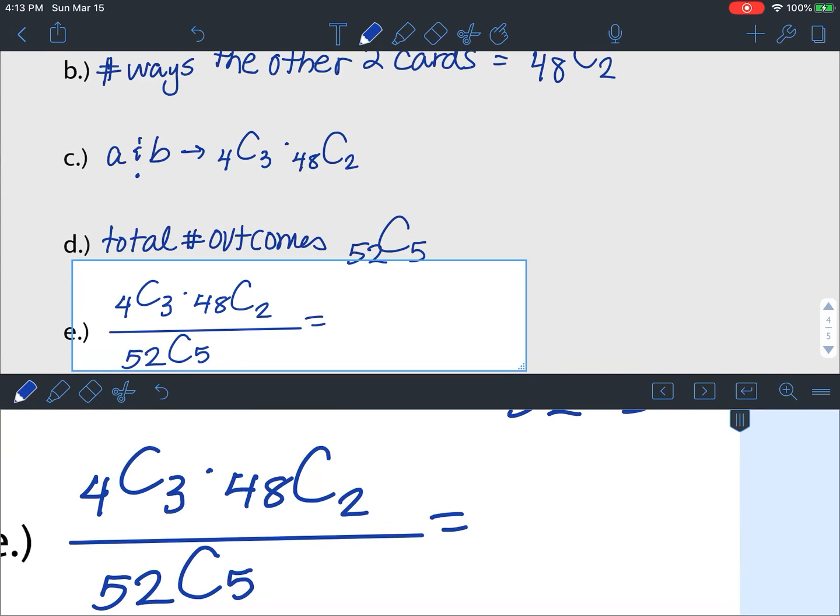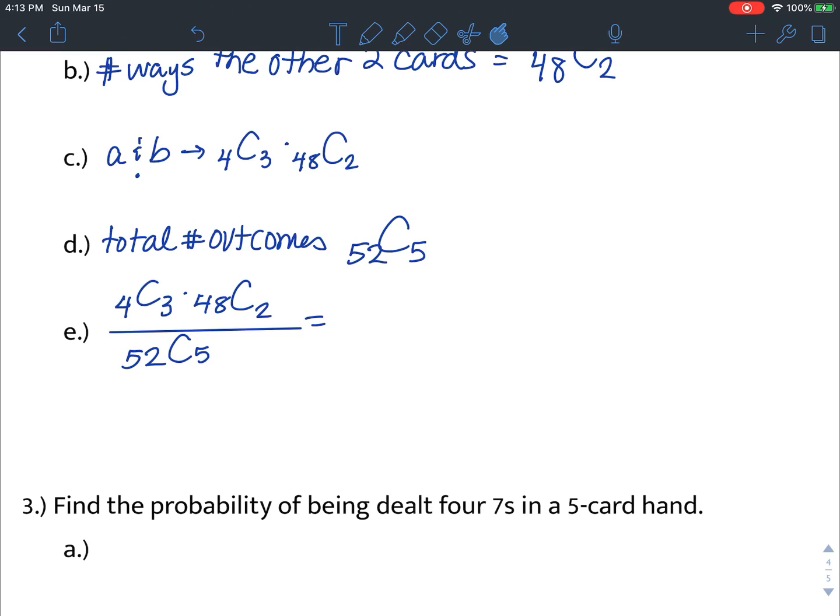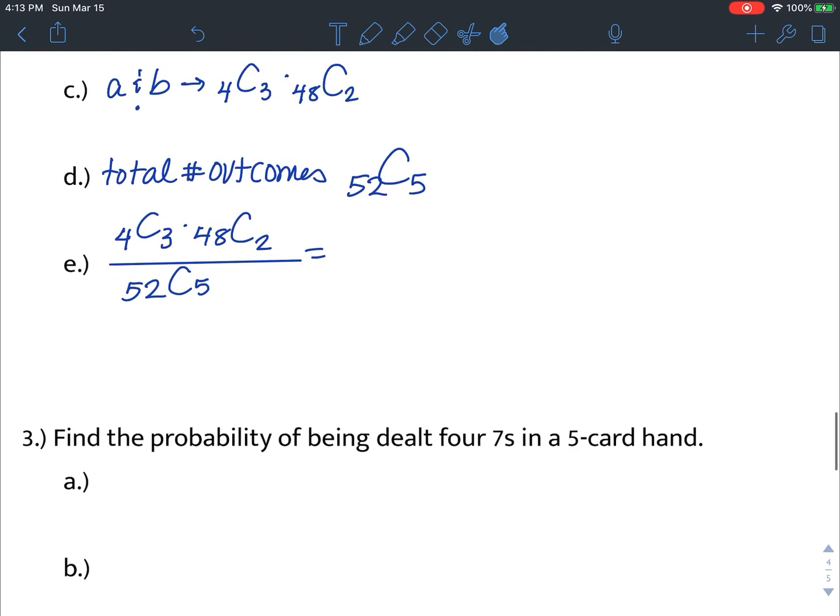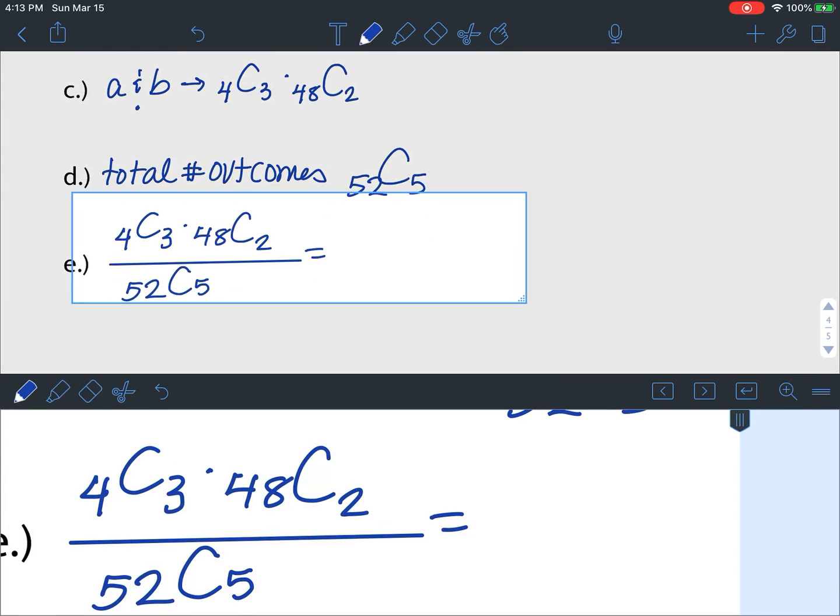So I'm just trying to figure out what this value is in my calculator. And you know me, I can't multitask, so that's not going very well.